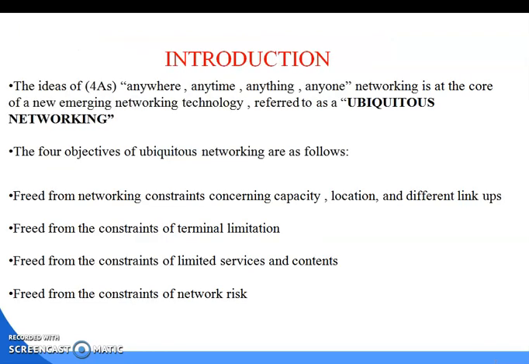First, let us move to the introduction. The idea of 4As, that means anywhere, anytime, anything, anyone. Networking is at the core of a new emerging networking technology referred to as ubiquitous networking. The four objectives of ubiquitous networking are as follows: freed from networking constraints concerning capacity, location, and different link ops; freed from the constraints of terminal limitation; freed from the constraints of limited services and contents; freed from the constraints of network risk. So these are the main objectives of ubiquitous networking, and the 4As are anywhere, anytime, anything, anyone.